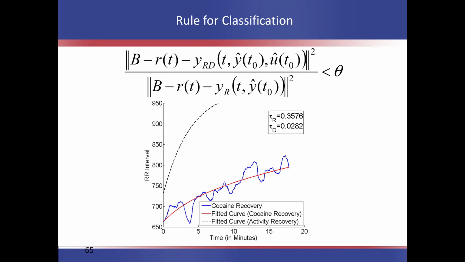Once we have both of these, we look at the mean square errors from fitting the two models, and whichever model provides a better fit, that's what we use as the class, whether cocaine class or non-cocaine class. In the picture below, we show when we fit the cocaine-dampened model to a cocaine recovery segment versus an activity, cocaine-free recovery curve, the cocaine-dampened recovery curve provides a much better fit, and therefore this particular episode is classified into the cocaine class.